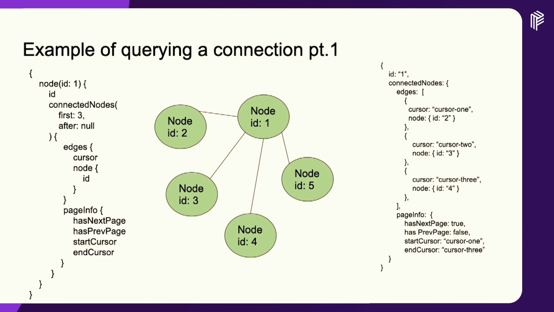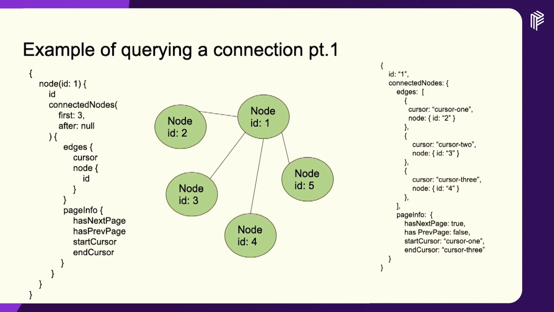Yeah, cool. I'm sorry about this slide, it's such a mess. Anyway, if I wanted to ask this node to give me its connected nodes, the Relay way of doing it is you say I want the first 3 nodes, and you say after null because it's at the top of your list, and it's going to give you the first 3 nodes.